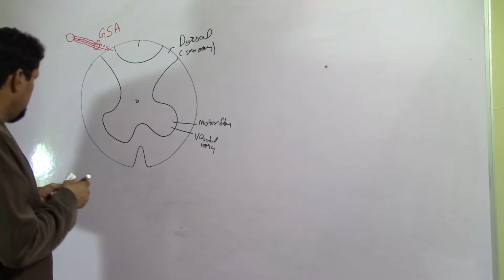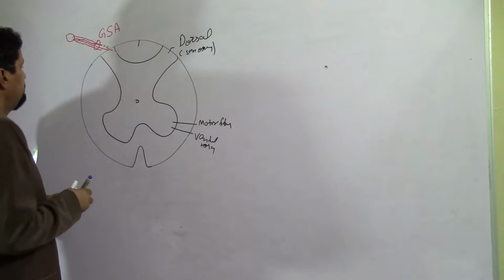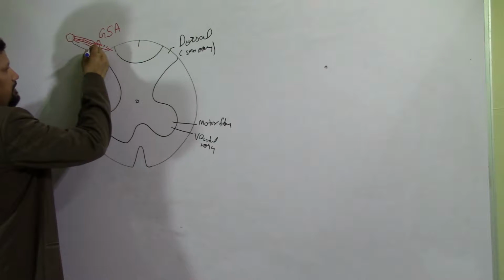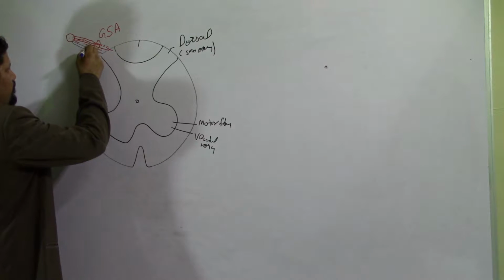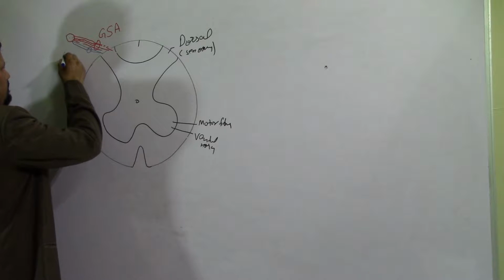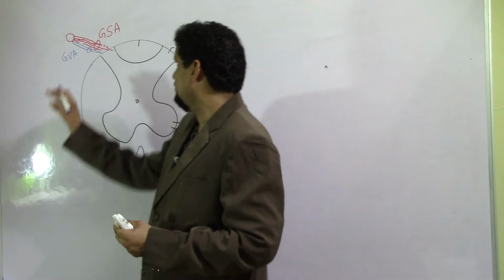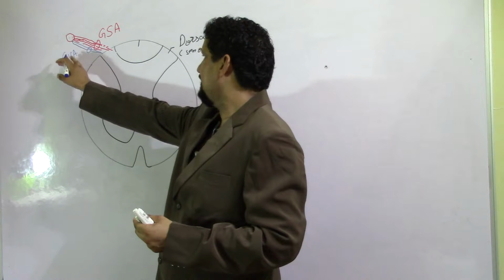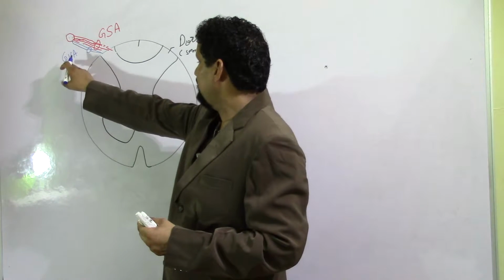Now the other component, which is entering in the dorsal or sensory horn, is the visceral component, and it is known as general visceral afferent. This general visceral afferent is bringing sensation from the viscera, from chemoreceptors and stretch receptors. So this is general visceral afferent.